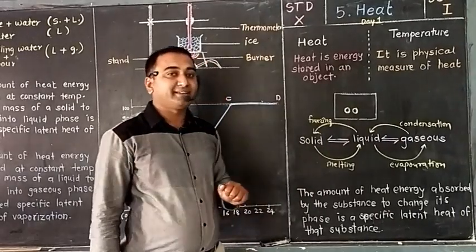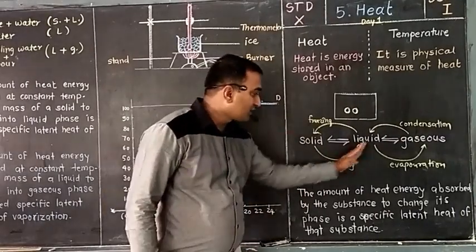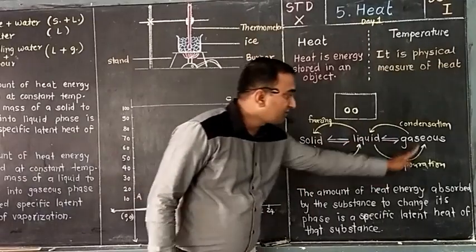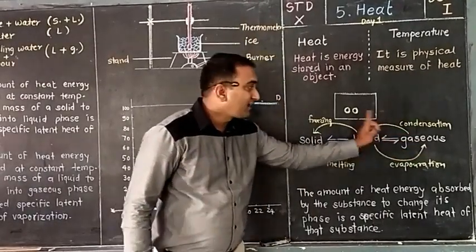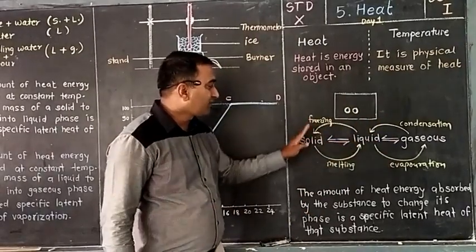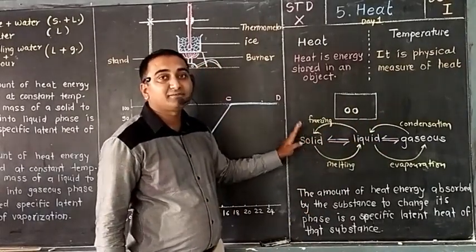So how many activities are there? There are 4 activities. Number 1, solid converts into liquid, melting. Liquid converts into gas, evaporation. Gas converts into liquid, condensation, and liquid converts into solid, that is called freezing.